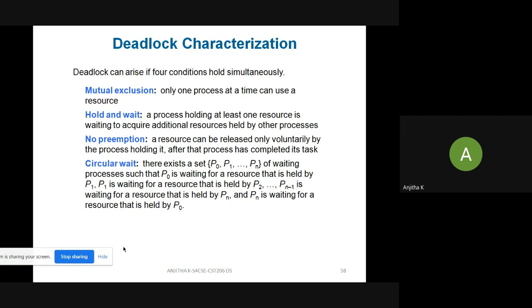That is, if that resource is non-shareable. Okay, non-shareable resource. Shareable resource, that is, if some file is in read-only mode, you can read the contents of the file. You cannot modify it. Okay, if it is read-only mode then it doesn't have any problem.